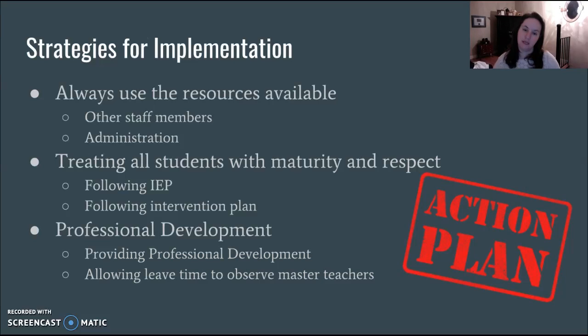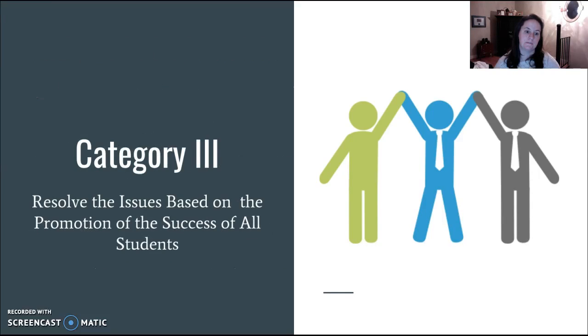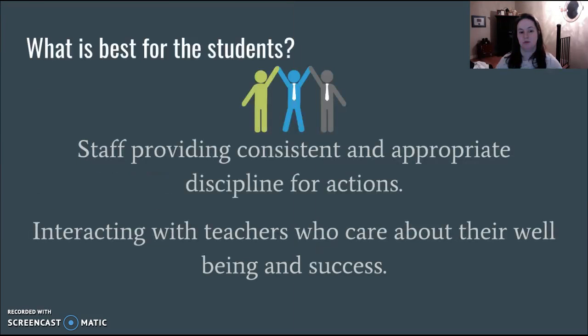Again, not taking away from Mrs. Taylor, but recognizing that she may need assistance in looking at how other teachers handle similar situations. My category 3, resolve the issue based on promotion of success of all students. What's best for the students?